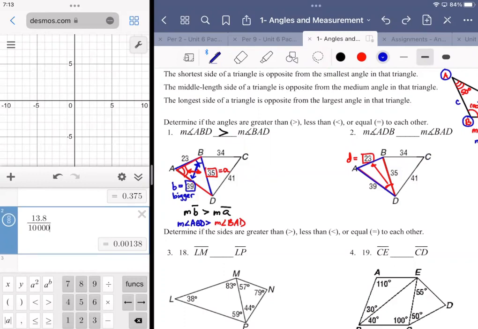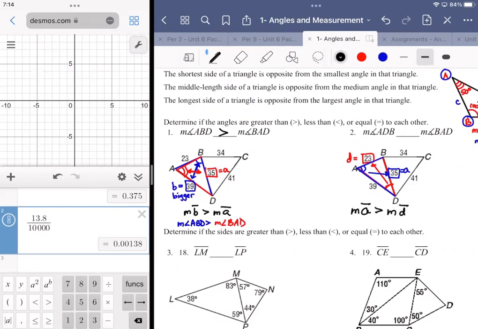Right? So BAD is this angle. Those two line segments forming this angle, corresponding to this side, which we would call A because it's opposite angle A. Right? Now, the relationship between side A and side D is that the measure of side A is bigger than the measure of side D.